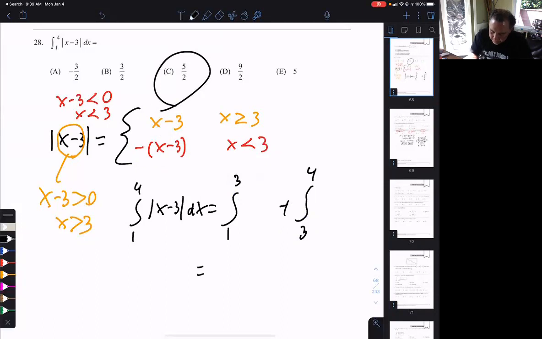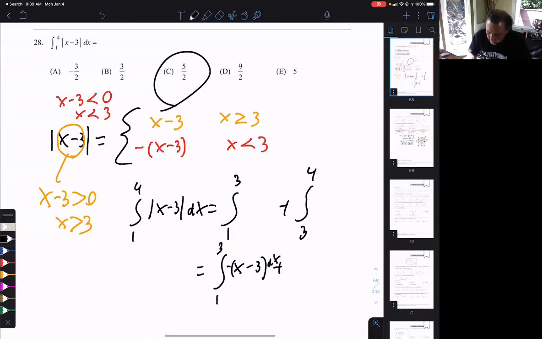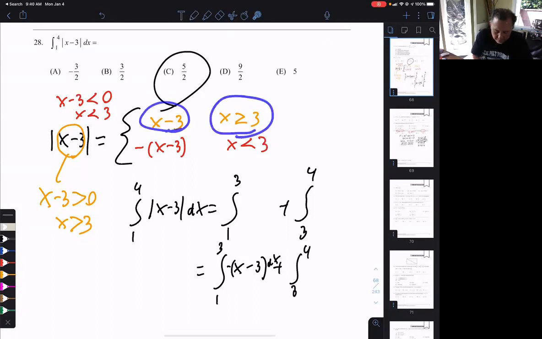So from 1 to 3, it's the opposite, minus (x minus 3), because x is less than 3 in this range. So we use the opposite, which makes the negative positive. And then from 3 to 4, I use the top one because that's when x is greater than 3. So I just use x minus 3.